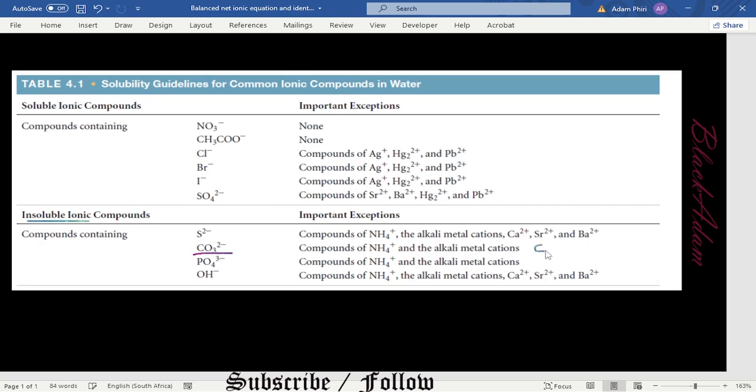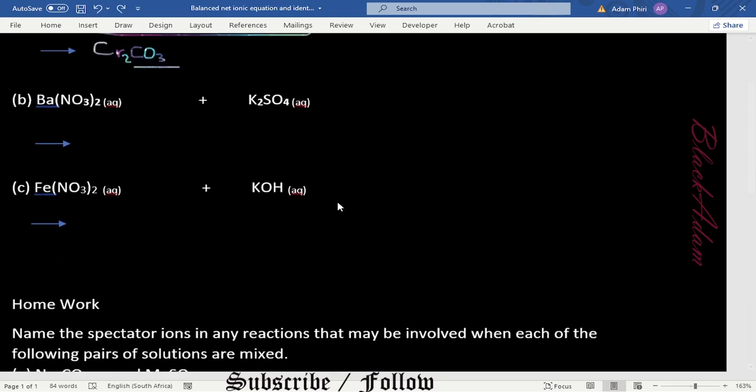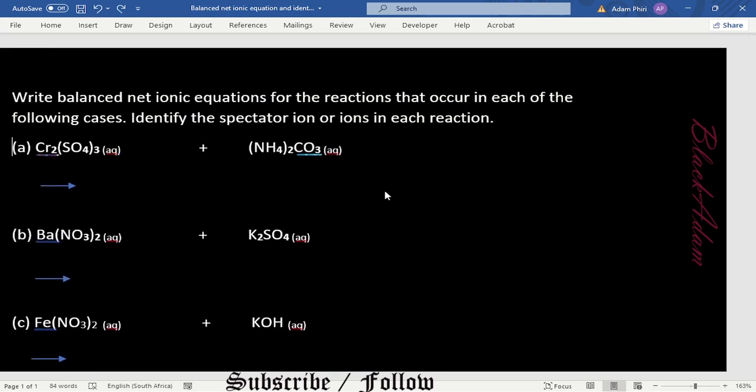Carbonate is insoluble. The exception is ammonium, and with chromium 3 and carbonate there's no exception. So that's insoluble. So we have chromium 3 plus, which is aqueous, and then we have carbonate 2 minus, which is also aqueous, giving us chromium carbonate.